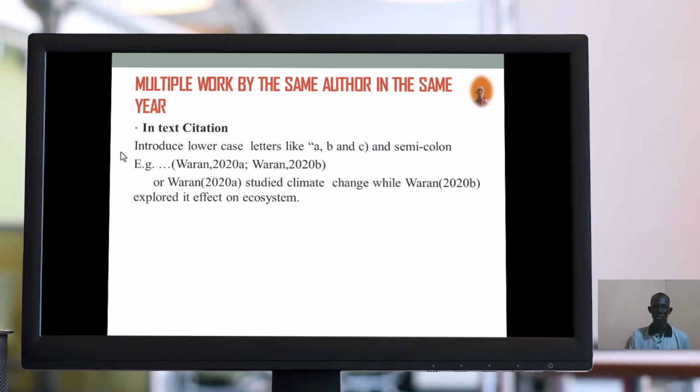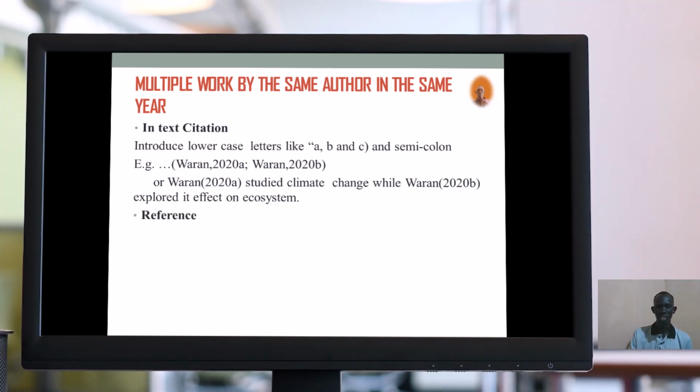In the narrative, you can try to separate them. For example, you can say Warren, and you put the year of publication, which is 2020, which is the first publication, he studies climate changes. And then in his second publication, he explored its effect on ecology. So this is basically how you can in-text cite work done by the same author in the same year.